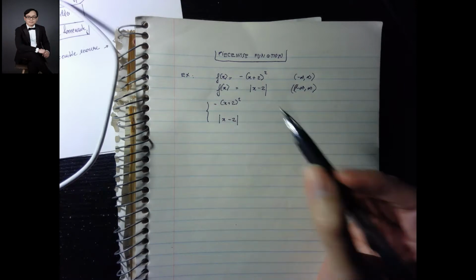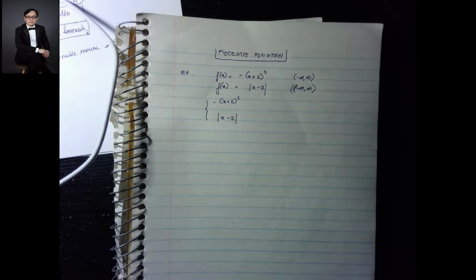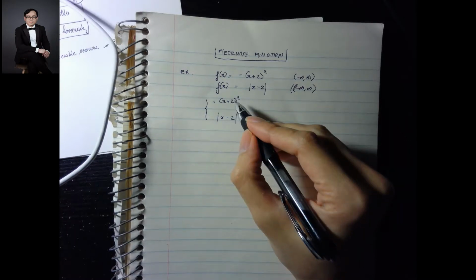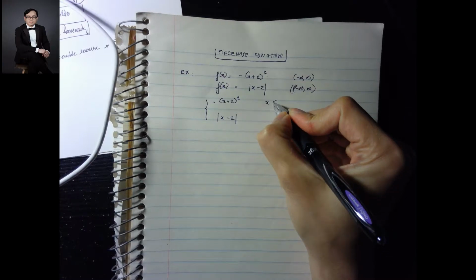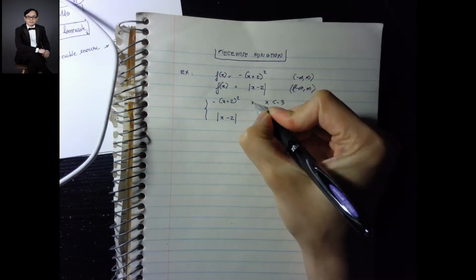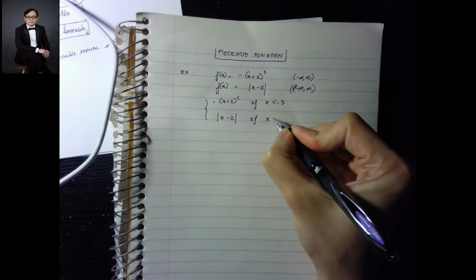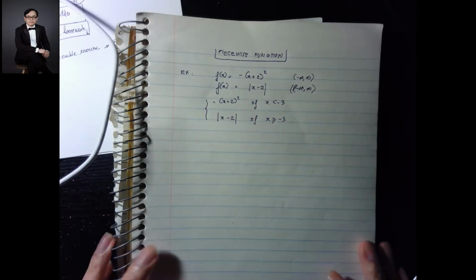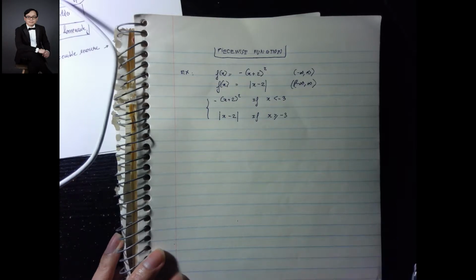I want to apply a restriction for each function. For the first function, I apply the restriction x less than negative 3, and for the other, the restriction is x greater than or equal to negative 3. By doing this, I have a new kind of function, and we call that a piecewise function.